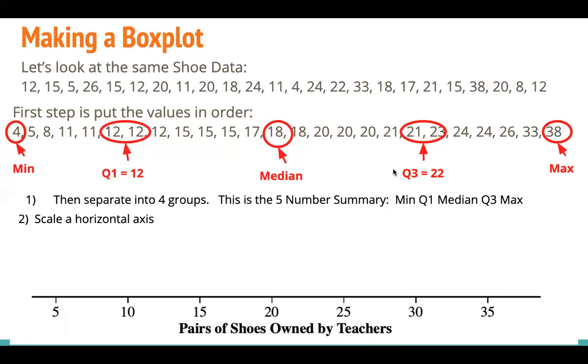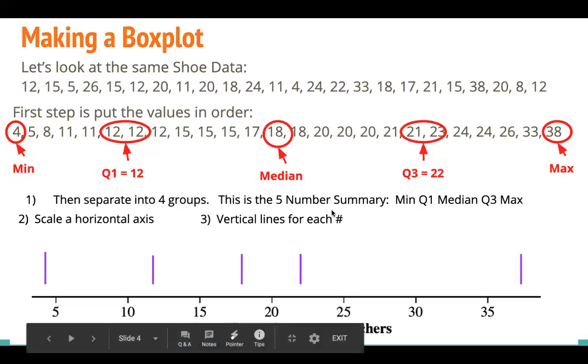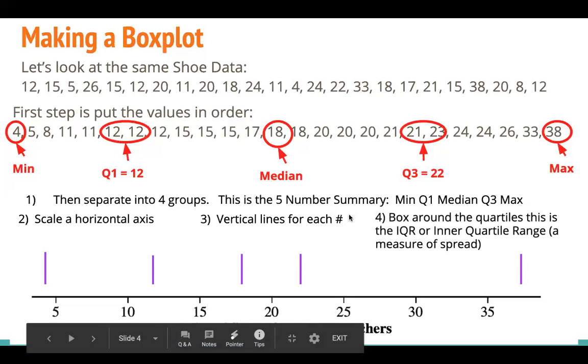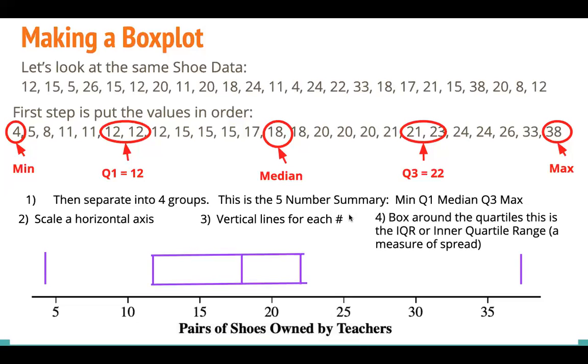Now I'm going to mark vertical lines for my 5-number summary. I'm going to put a line at 4, a line at 12, a line at 18, a line at 22, and finally a line at 38. And now this is kind of like the skeleton of my box plot. Now I'm going to put a box around this middle.